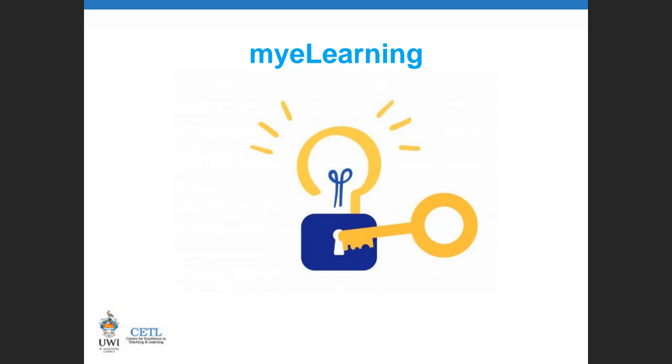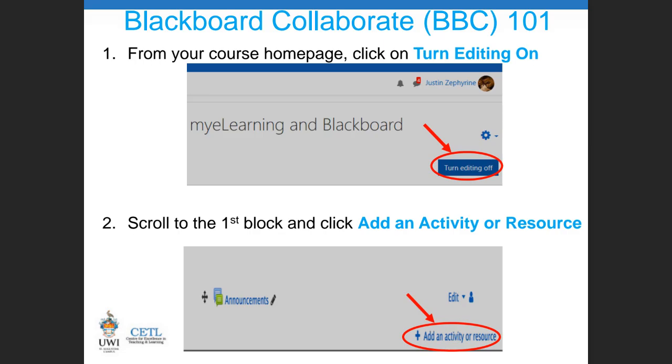Okay, great. So let's say you have access to a My Learning course and you want to add Blackboard to your course site. Now, the first thing you need to do, anything you want to add to your course site, you're going to have to turn editing on. That's usually at the top right side, as we see here.